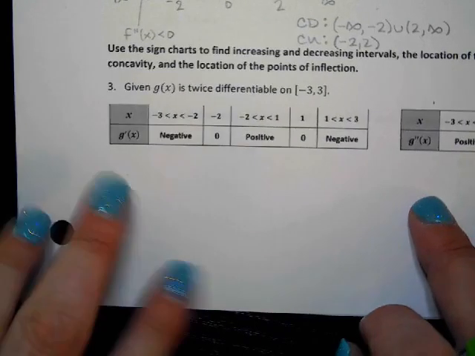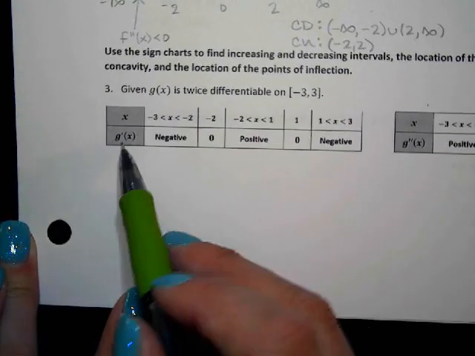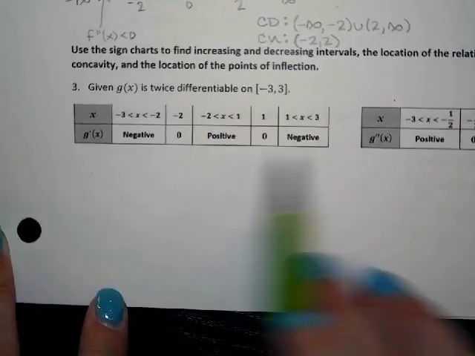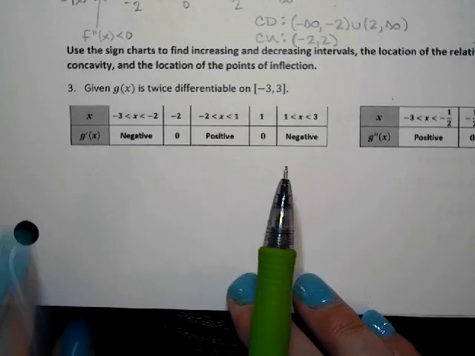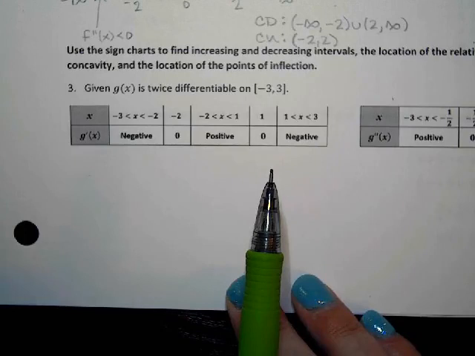Okay. So here it gives us, this is the first derivative, this is the second derivative. It's a twice differentiable function. What they're telling you is that it's a function that's continuous, that you can differentiate twice. So they're just saying that it's fair to do this process on it.